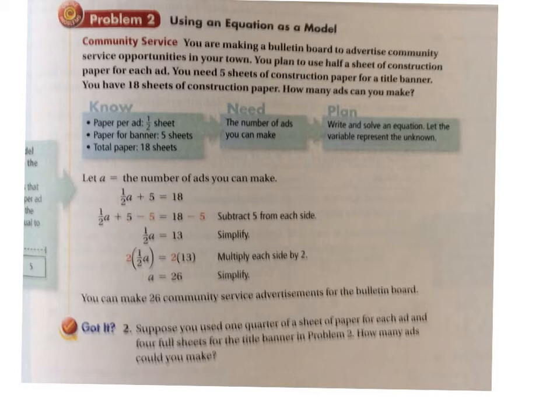So in here, subtract the 5 from both sides. 1/2 A is 13. And again, notice we didn't have like terms to combine, no distributive property. Getting rid of the multiplication by 1/2 by multiplying by its reciprocal of 2 on both sides. So A is then 26. You can make 26 community service advertisements for the bulletin board.